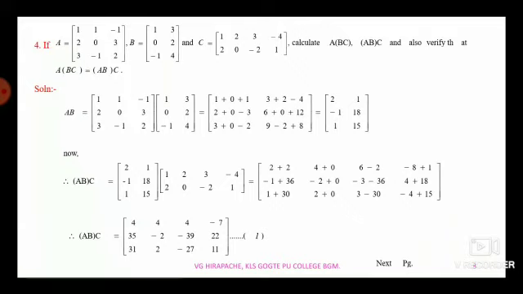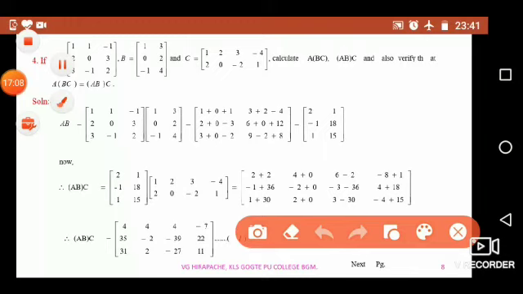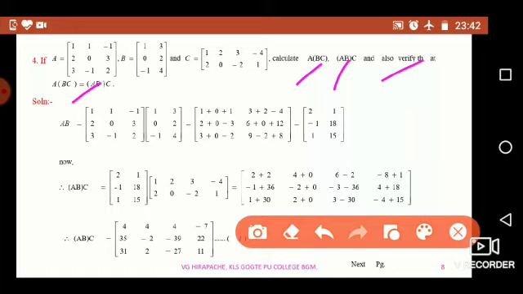And this is the last question from this exercise. In the next lecture or in the next video, we are going to conclude this topic. Before that, let me start with one more example. If matrices A, B and C are of different orders, then calculate A into BC and AB into C, and verify that A into BC is always equal to AB into C. Such a law is called the associative law. Means in this problem we are going to verify the associative law.